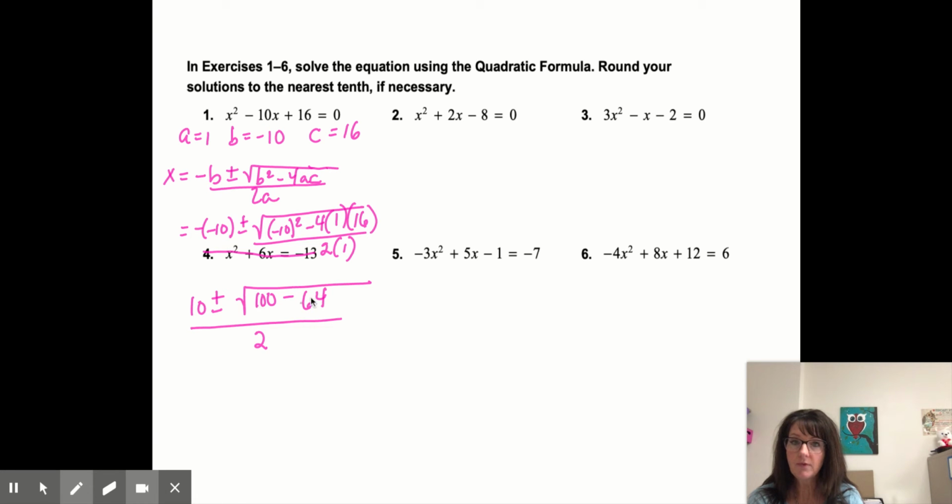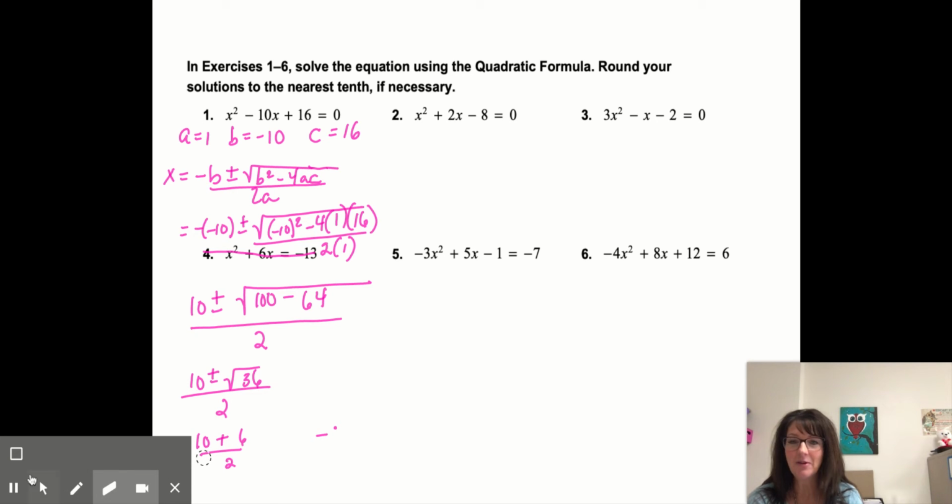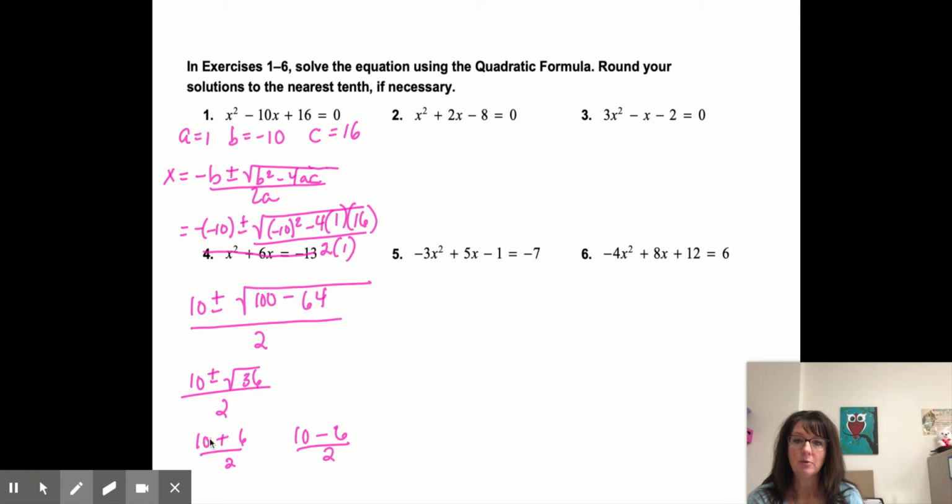So let's simplify. We'll have 10 plus or minus the square root of 36, all divided by 2. So this is going to equal 10 plus 6 divided by 2, and 10 minus 6 all divided by 2. So we'll have 16 divided by 2, which is equal to 8, and 4 divided by 2 equals 2. So our solutions: x is equal to 8 and x is equal to 2.